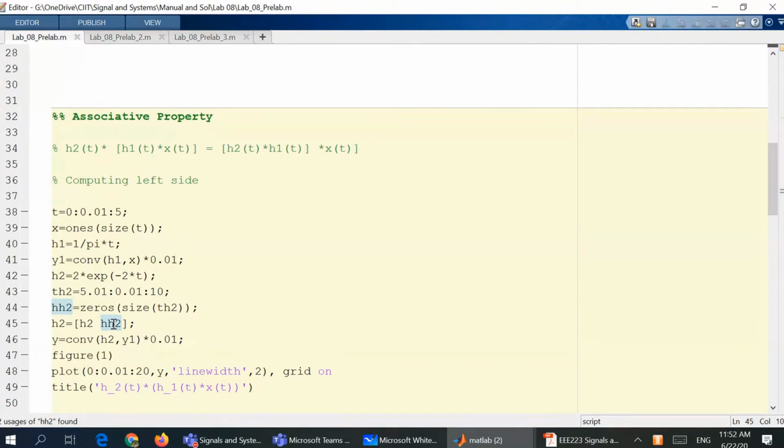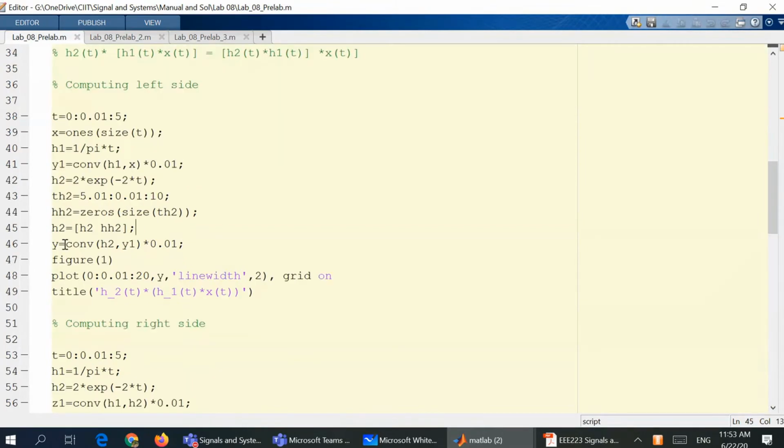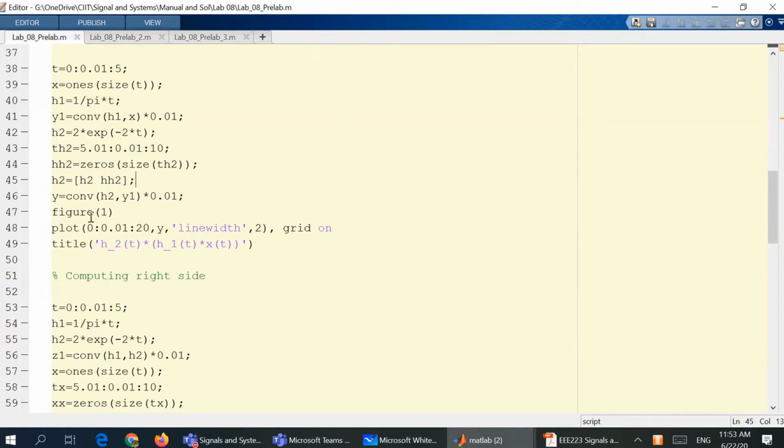हमने ये किया कि H2 और ये जो इनका रिजल्ट था, जिसको हमने Y1 कहा हुआ है, इनका टाइम सेम हो जाए। ओके, because यहाँ जब हम H1 और X की कन्वोल्यूशन करेंगे तो their time will be doubled, from 0 to 10 हो जाएगा। So okay, now we will convolve the H2 with the Y1, again multiplied with the time step, and after that we will plot this.